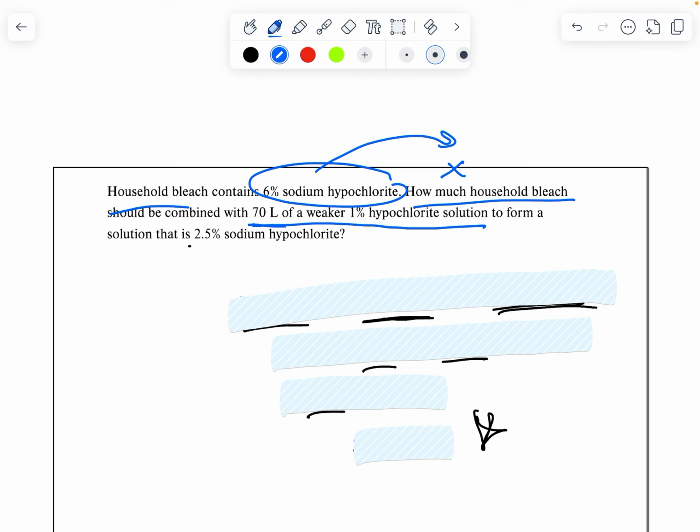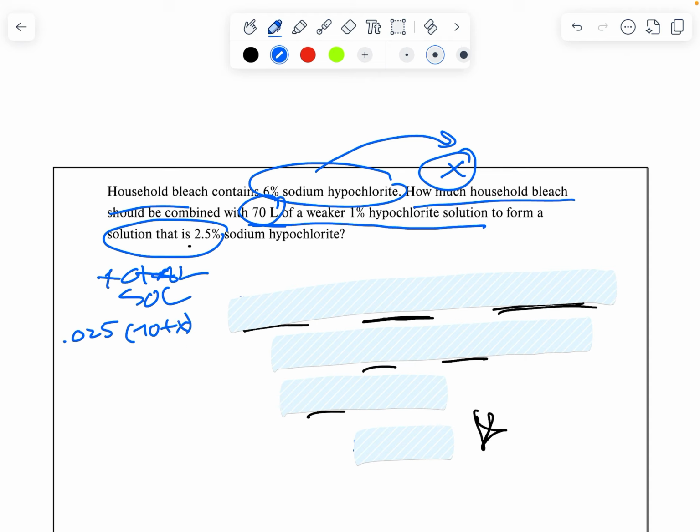To form a total solution, this is a total solution, is 2.5%, so 0.025. And our total solution, if it's 70 liters, and also however much we have of the 6%, right, that would be 70 plus x. That's got to be somewhere in there. We're always in these types of problems where we have a piece 1 and a piece 2. It's going to be the total equals piece 1 plus piece 2.